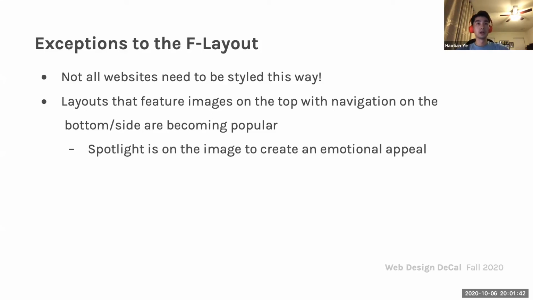So there are layouts that feature images on the top of the navigation and also on the bottom. There are nav bars on the bottom or nav bars on the side, left and right. It's really up to you. But the spotlight is definitely on the image to create emotional appeal, because most users are visual learners, and images are what's going to really reach out to their experience.